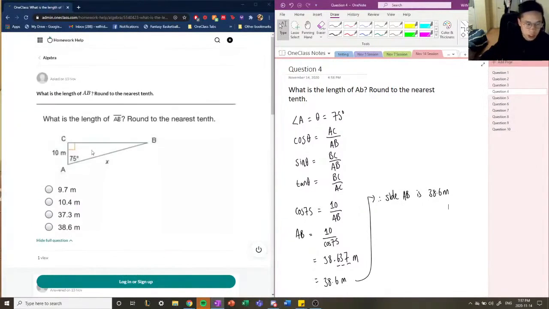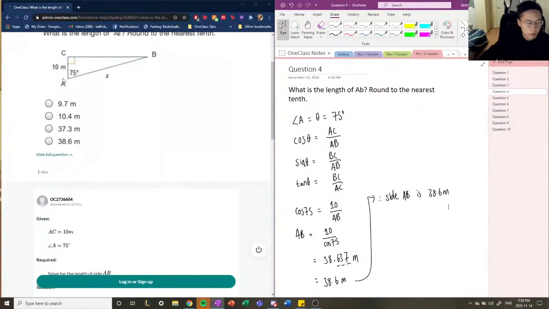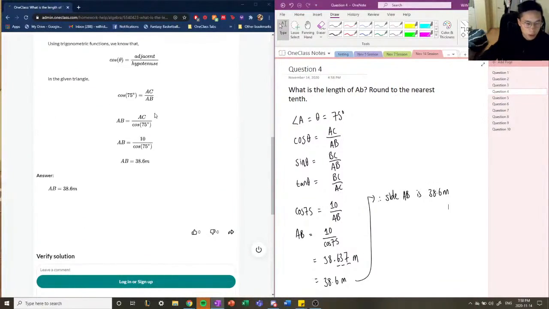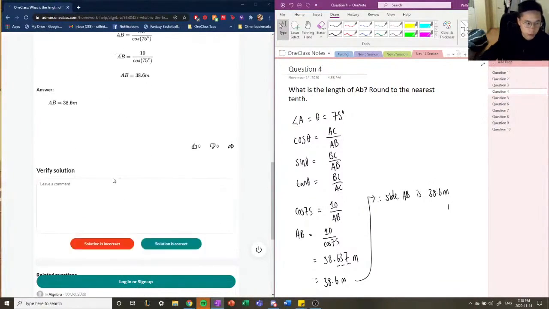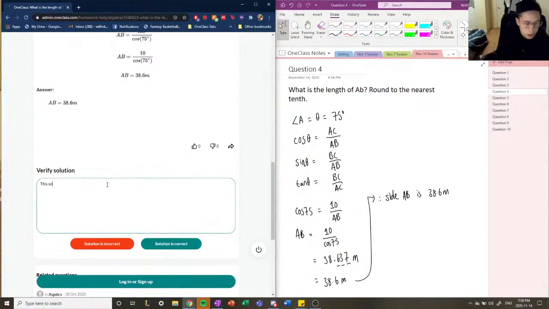We figured out that this is a right angle triangle, so we can use cosine, sine, and tangent. By utilizing that, we were able to use the cosine function, with the angle and the appropriate side, to find our hypotenuse. And once we found our hypotenuse, we rounded it to the nearest tenth, which is 38.6. The solution is correct.